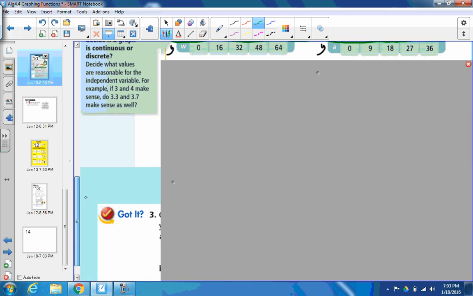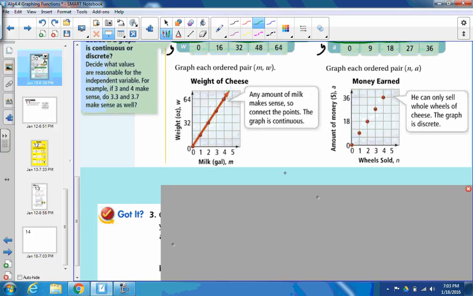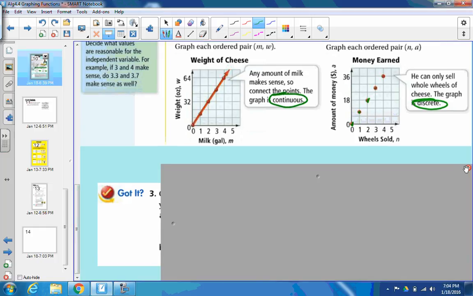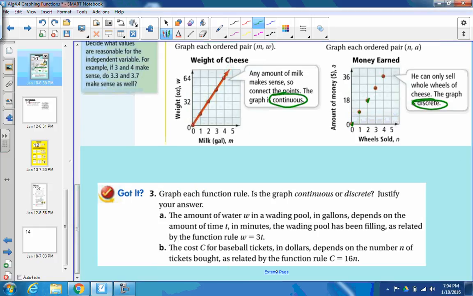Again about that. So when you graph it, if you look at the weight of the cheese, you can have half gallons. You can have stuff in between. So that's a continuous graph. But for the wheels of cheese, you only sell one at a time: 0 wheels, 1 wheel, 2 wheels. So this is going to be a discrete graph because it's not going to make a lot of sense to put anything between. Again, it's just looking at it and seeing if it makes sense, the independent variable.